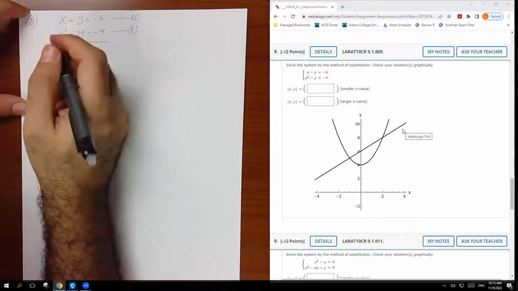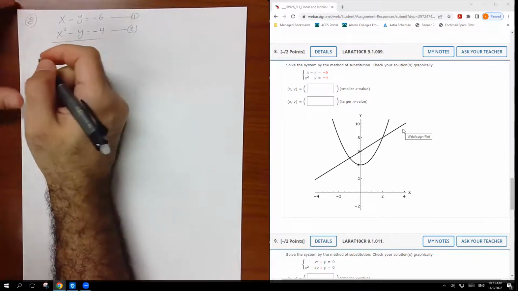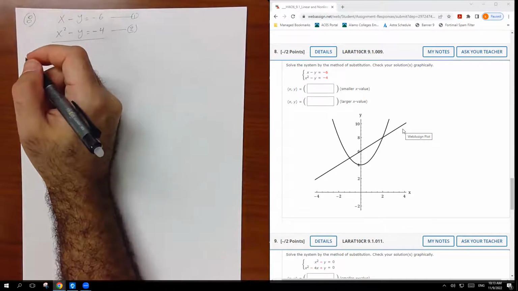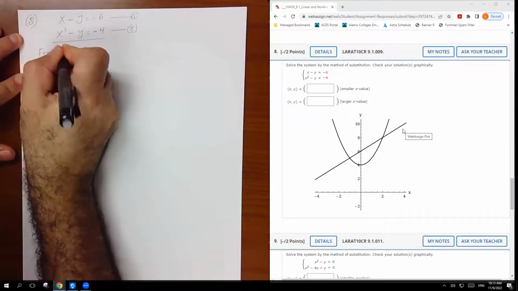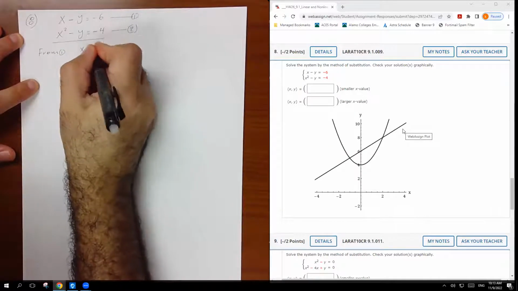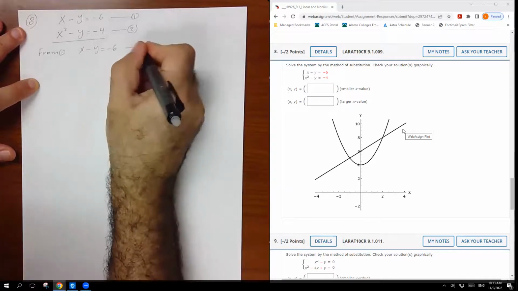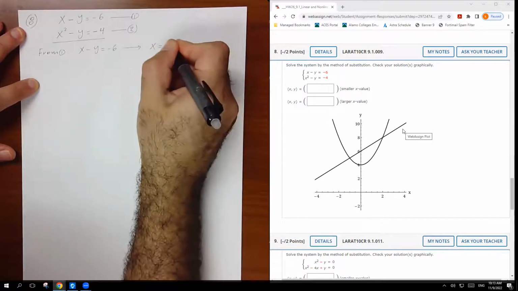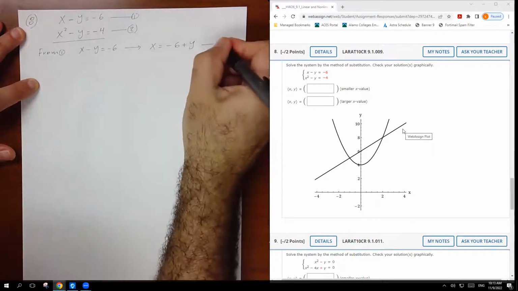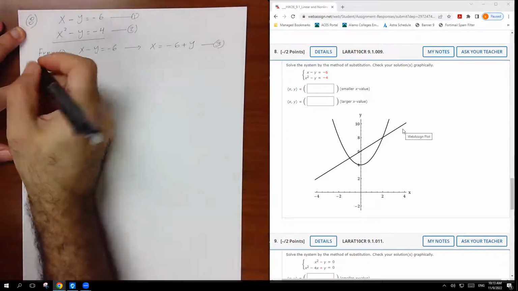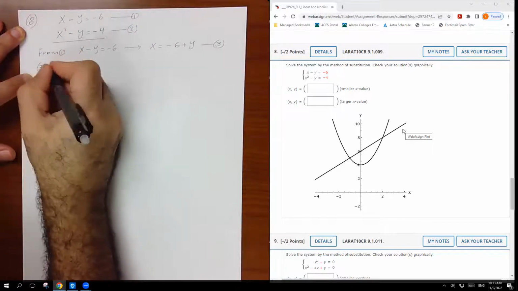So I'm going to say from 1, x minus y equal -6. I'm going to solve it for x or for y. That means x is going to be equal -6 plus y. I'm going to move the y to the other side. So this is 3. So now I'm going to substitute 3 into 2.